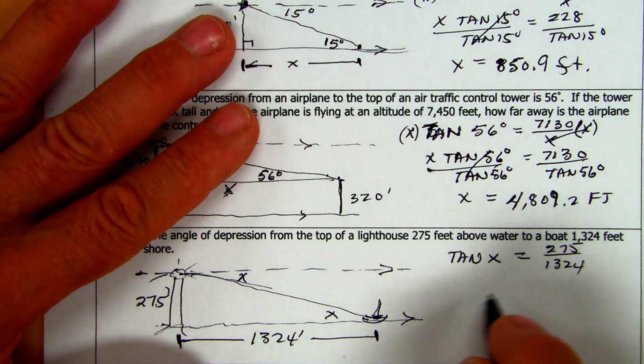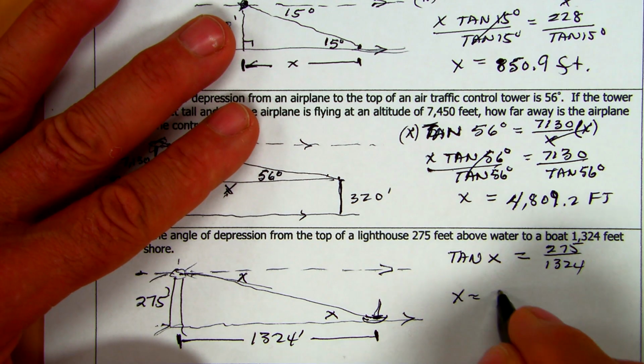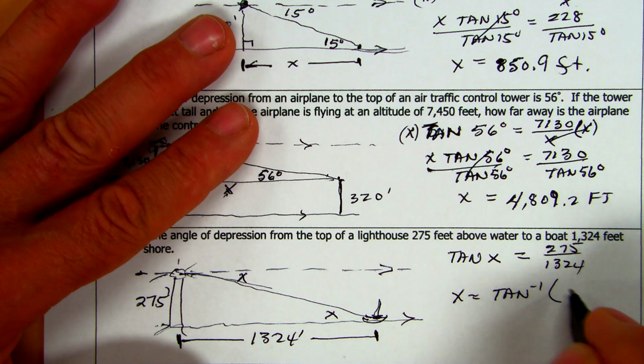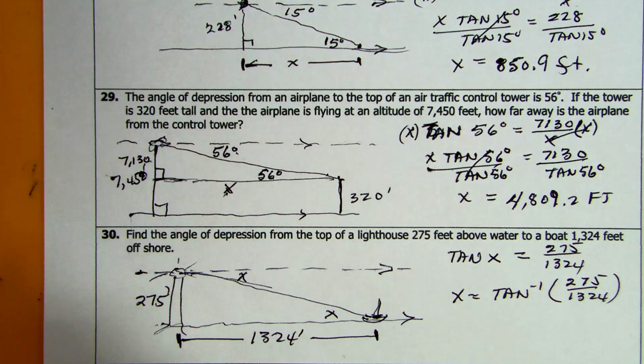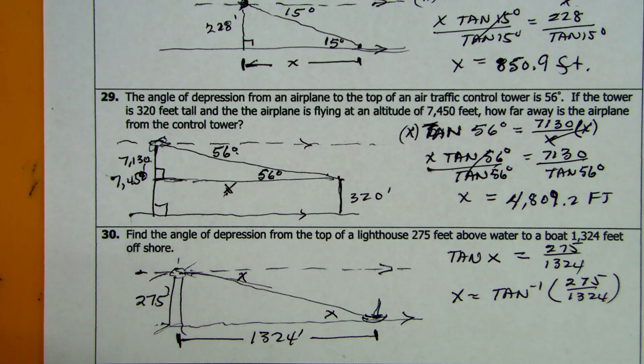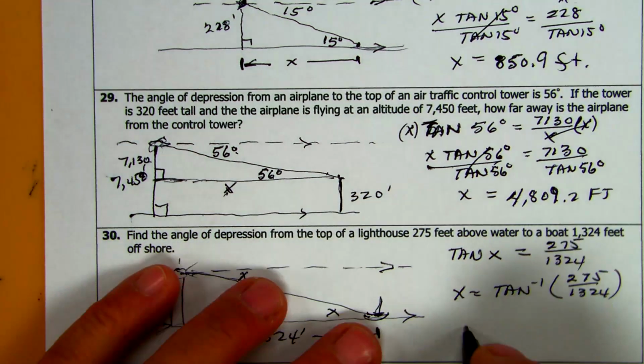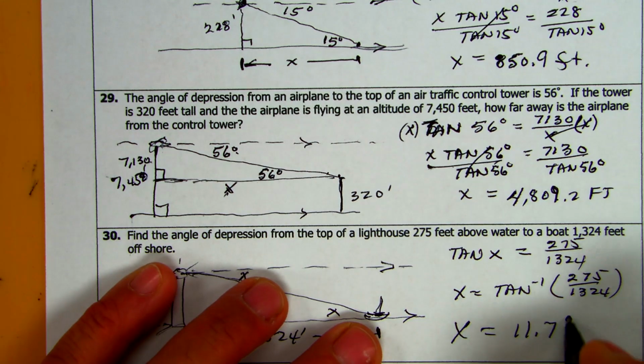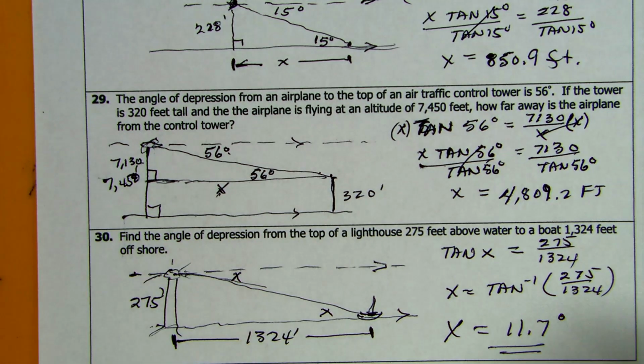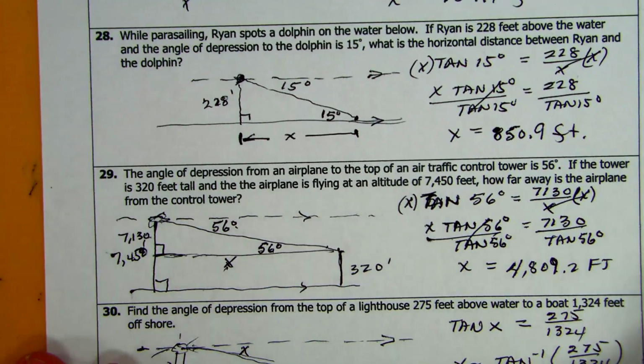Okay, so we're looking for the angle. So we're going to immediately say that x is equal to the inverse tangent of this ratio, 275 over 1,324. Now we're going to put that in our calculator. So we're going to say that we have second tangent of 275 divided by 1,324. Now when we do that, we get 11.7 degrees. Okay. So that finishes up the Unit 8 test study guide.